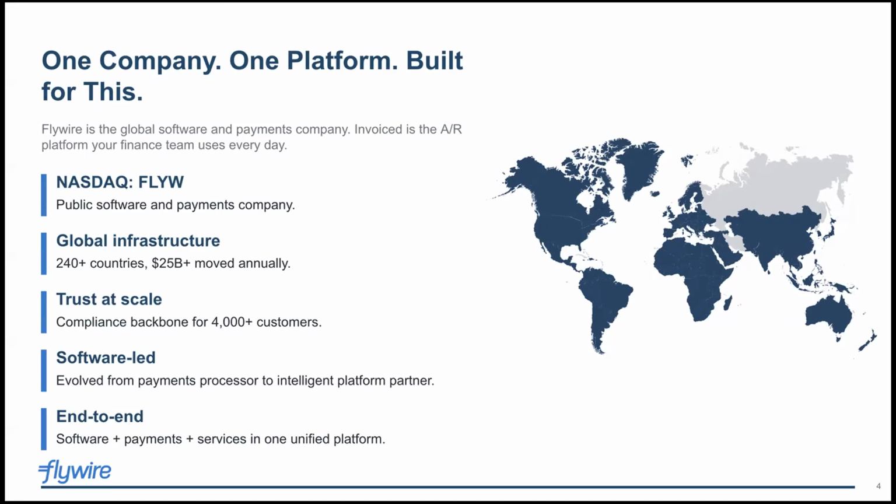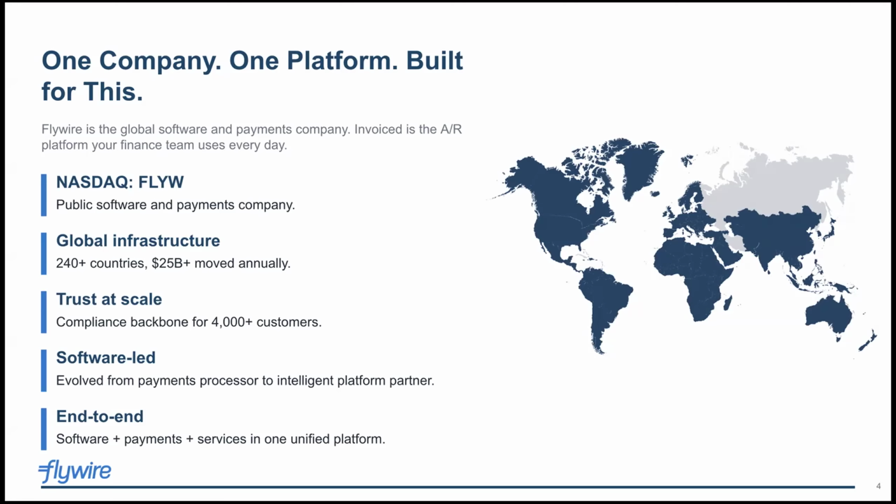Today we're supporting over 4,000 organizations globally. We're operating in more than 230 countries and territories, and we move more than $25 billion worth of cash annually through our payments network. For Sage Intacct customers specifically, Invoiced works alongside Sage through a two-way integration, helping finance teams modernize their receivables without replacing their ERP. That combination of software with payments is really important because many of the challenges that teams face today aren't isolated to collections or payments alone. They really do span the entire invoice to cash process.